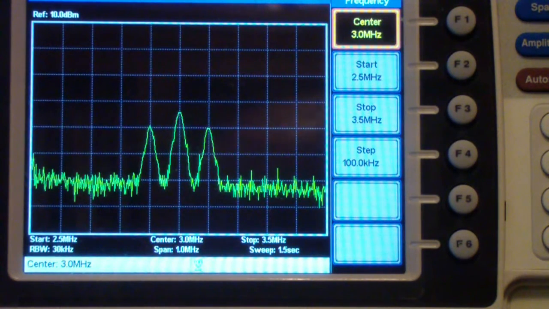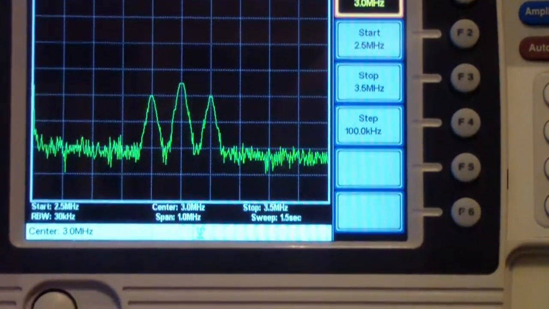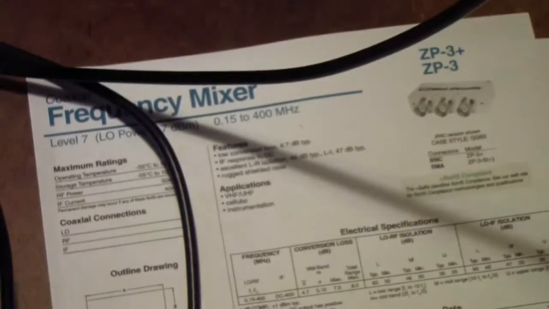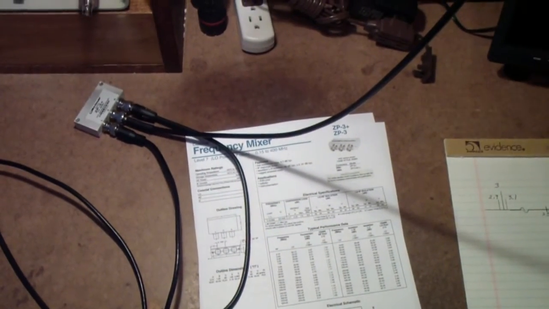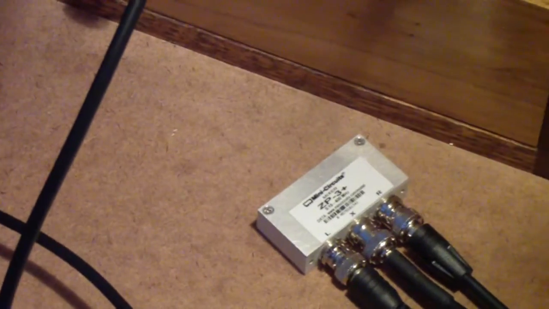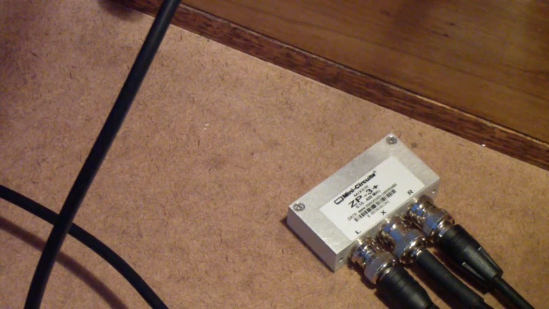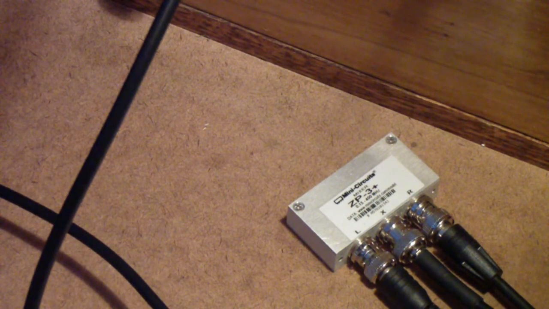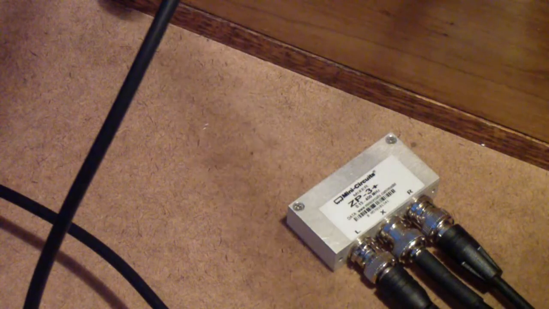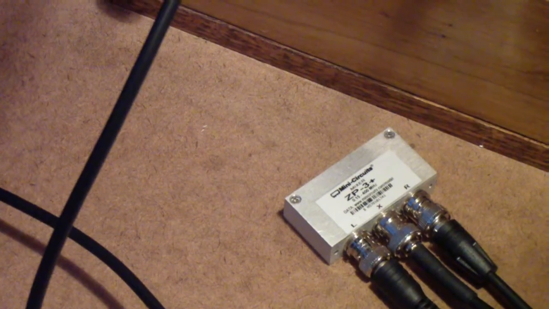So how are we achieving this? Well, we're doing this with a ZP3 Mini Circuits mixer where the local oscillator is being supplied from the generator at 25 megahertz. The RF signal here is that 28 megahertz AM modulated signal, and the output is of course what we're observing on the spectrum analyzer.